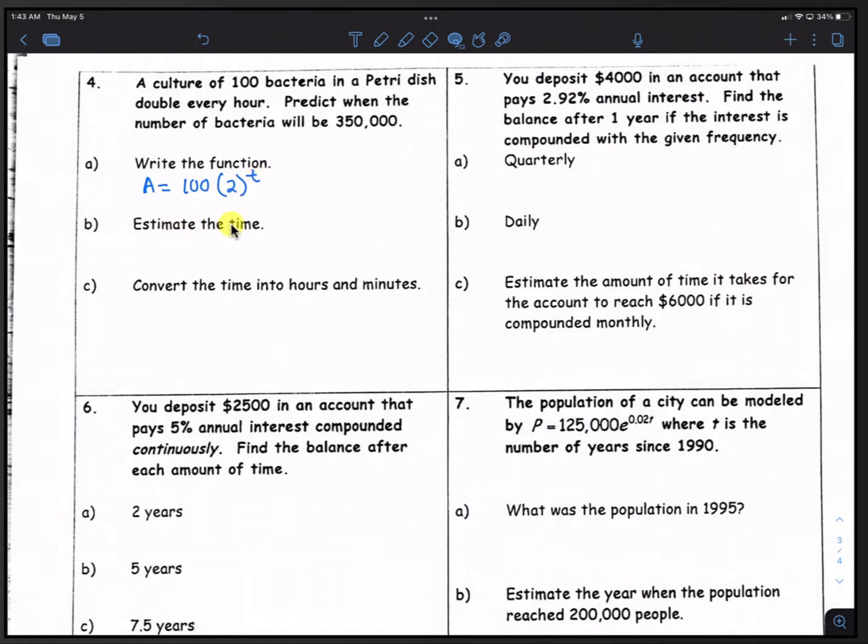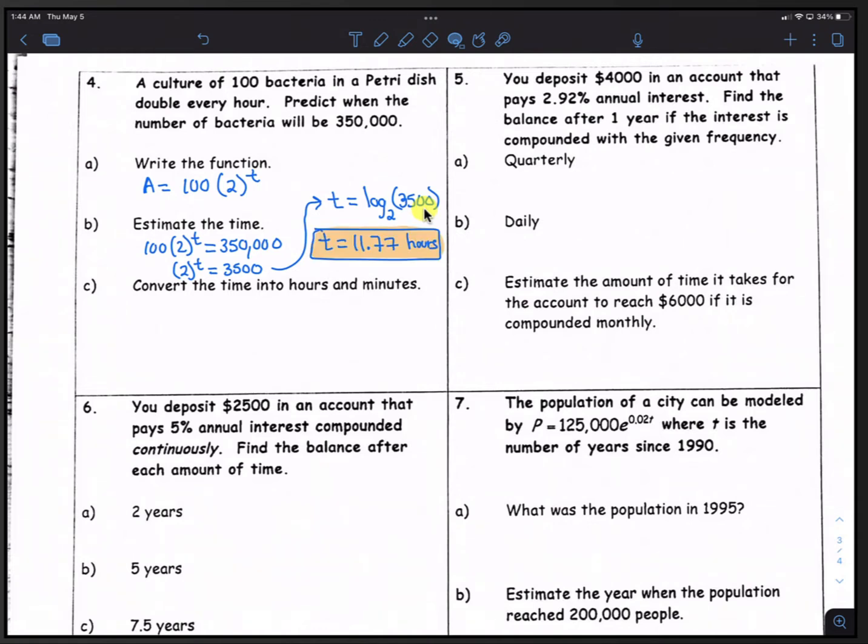All right, estimate the time. So the time for it to reach 350,000 is to set up the equation that 100 times 2 to the t equals 350,000. Now let's divide by 100 on both sides. That will knock off 2 zeros here, so that would be equal to 3,500. Now let's convert this equation into log form. And in log form, we have t equals log base 2 of 3,500. Now we can put that in our calculator, and you're going to get 11.77 hours.